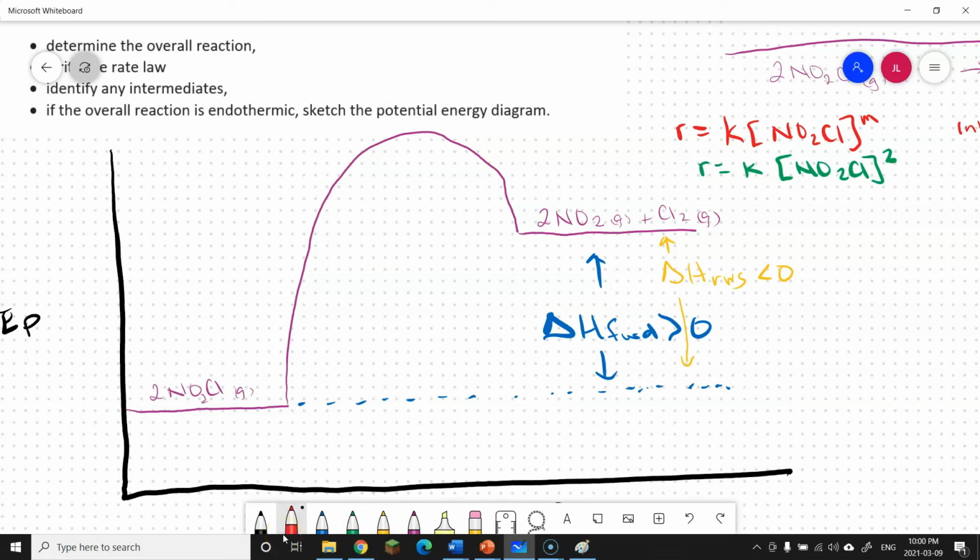We can label from my starting point to the peak of the potential energy diagram. This would be my activation energy for my forward reaction. And to the peak of my potential energy curve from my products, this would be my EA for my reverse reaction.